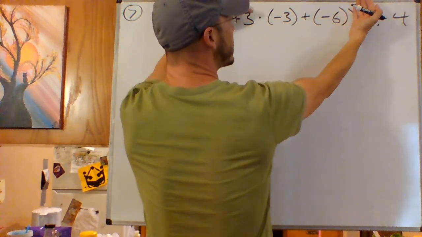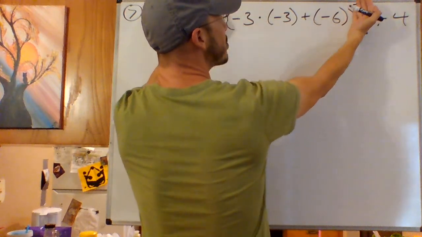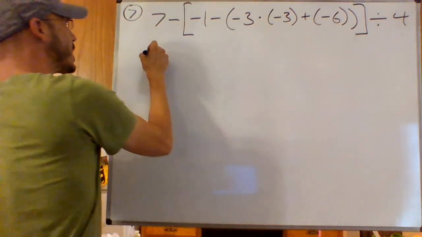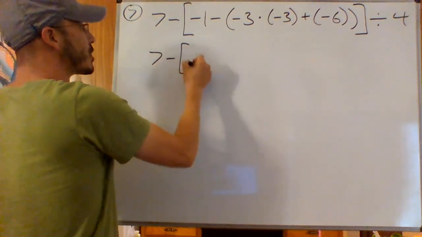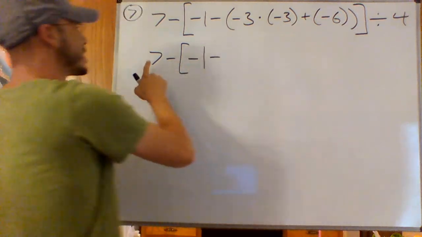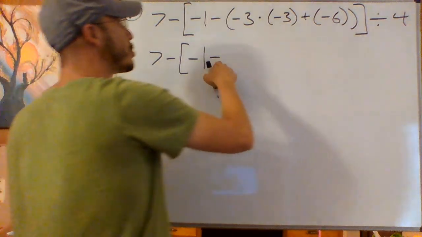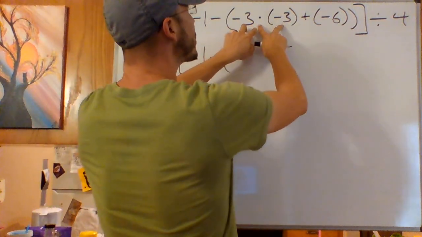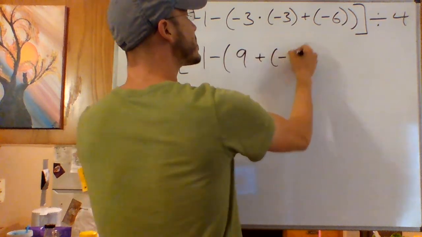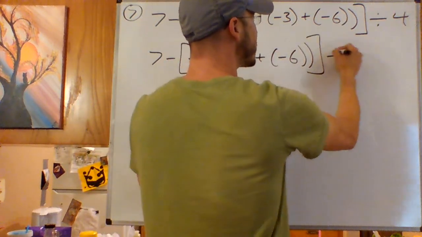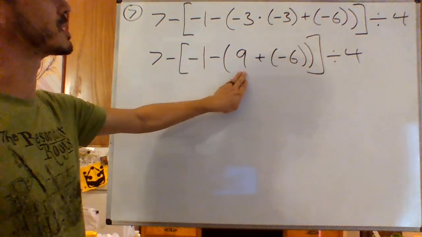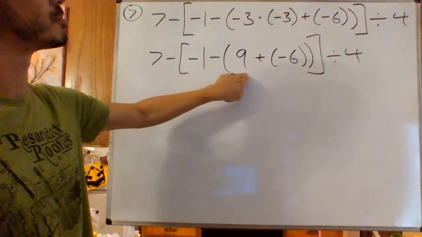The first thing we're going to need to do is multiply to simplify this interior expression. So I'm going to end up rewriting a lot of it. 7 minus bracket, -1 minus, this multiplication, -3 times -3 gives me 9, plus -6, and now I'm just recopying the rest of it. So that was really all I did in that first step. -3 times -3 is 9.